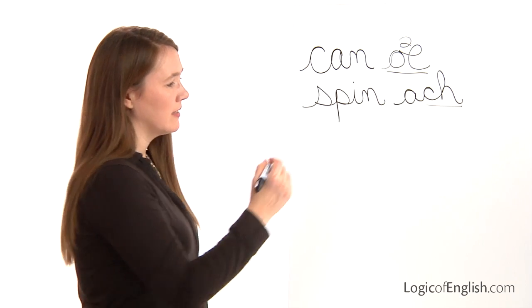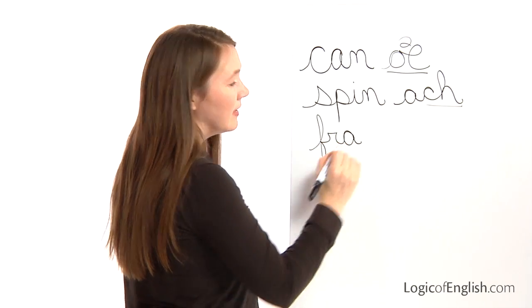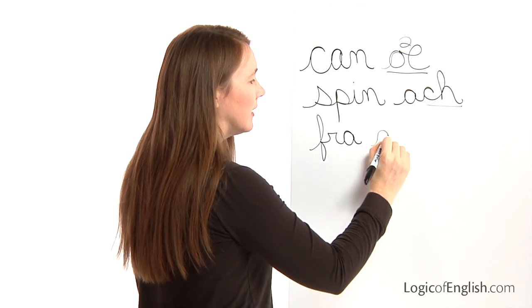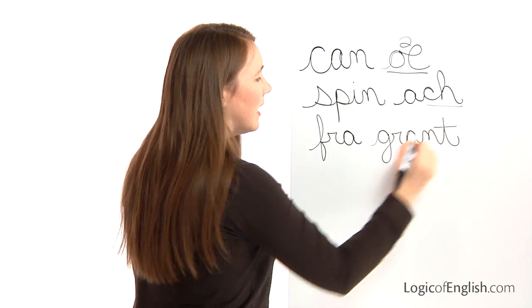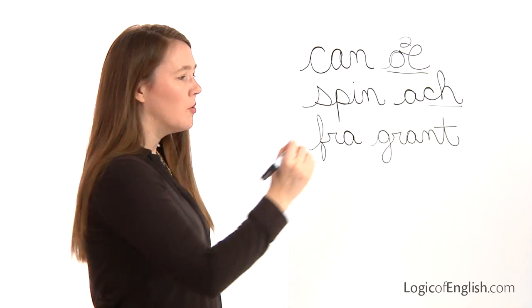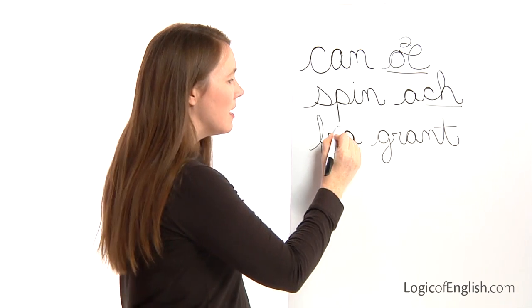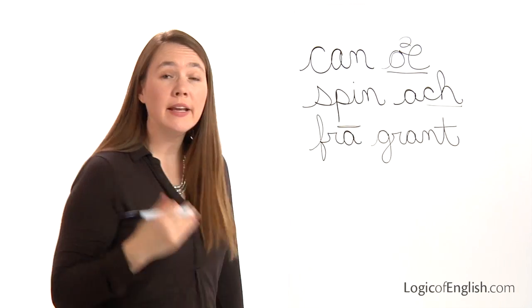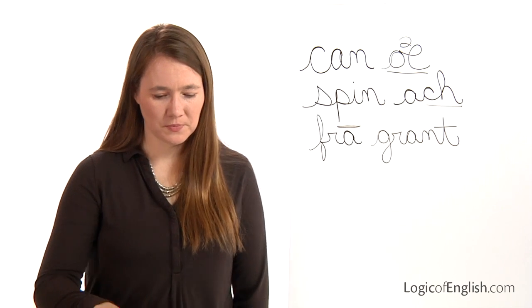And now help me to write it. The first syllable is fray, f, a. The second syllable is grant, g, a, n, t. And how will we mark it? We'll put a line over the A. And why did the A say its long sound? Because A, E, O, U usually say their names at the end of the syllable.